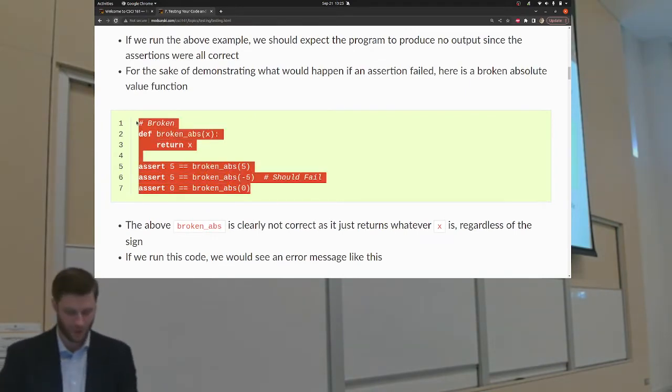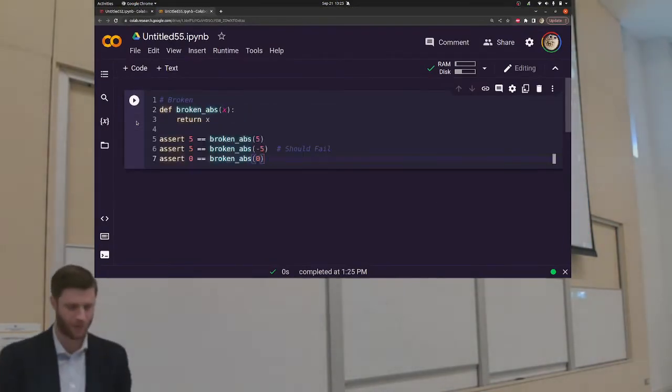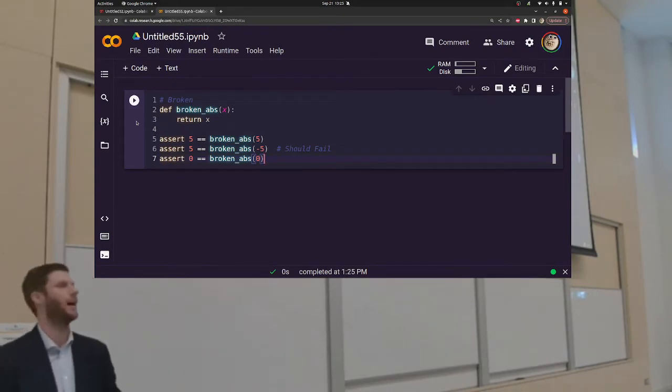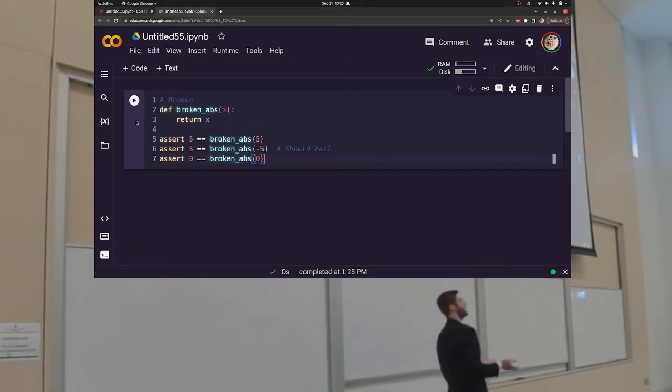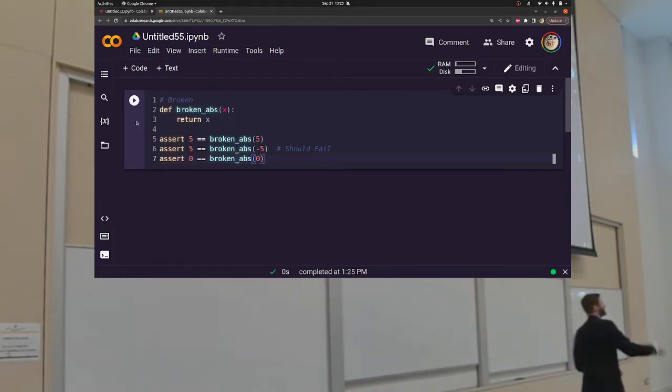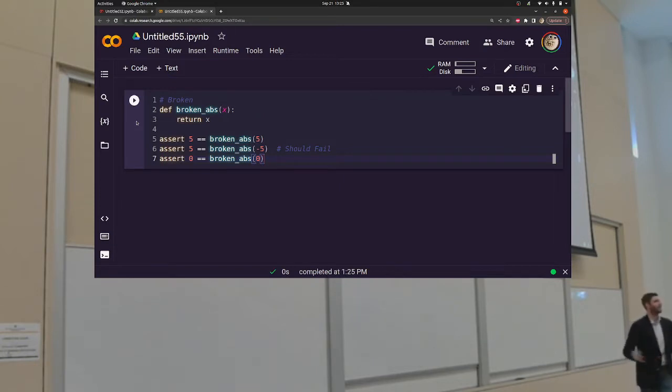For demonstration purposes, I'm going to write my own absolute value function called broken absolute value. If you look at this function, it is a remarkably simple function. You give it x, it gives you x right back. That's it. You give it positive 5, it gives you positive 5. You give it negative 5, it gives you, no, it gives you negative 5. It's the broken absolute value function. We all know that is not the correct absolute value function. It's wrong. But I did that intentionally to show you what happens if your function is wrong.